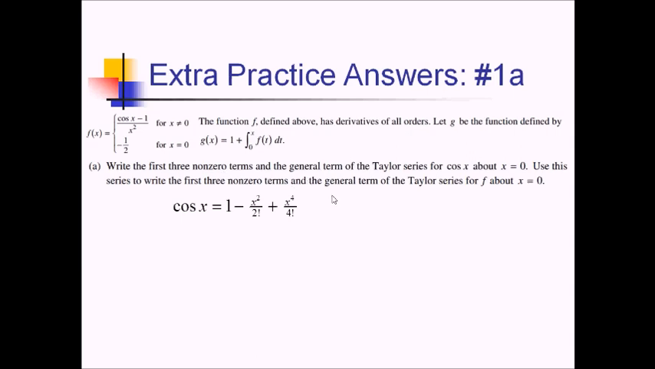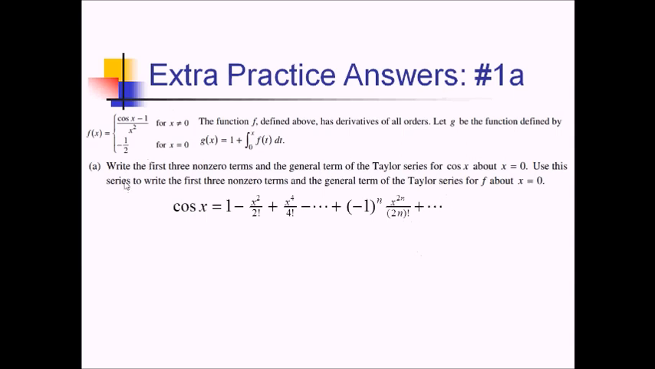So the next one's going to be negative 1 to the n power, and then we're going to have x to the 2n, because we're going by 2's every time, and then 2n in parentheses with a factorial in the denominator. All right, so that was the first thing they wanted. We get a point for that.